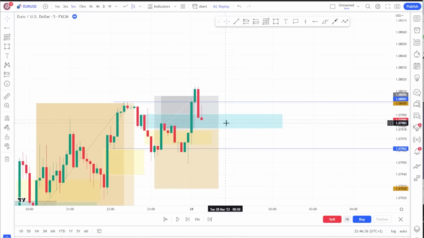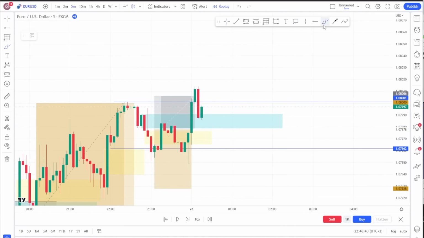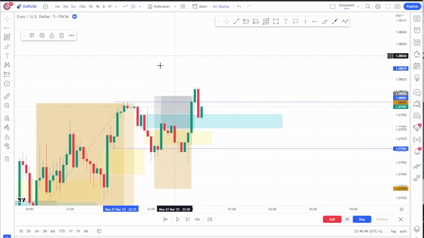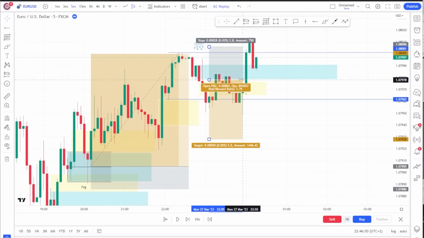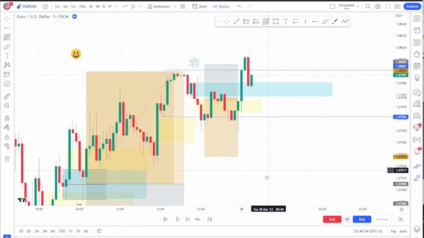Okay, so price has broken to the upside, so we would have taken a loss here. I'll mark that by an X. In fact, I will use the emojis. I like to use this emoji for a loss. And then obviously here we've got a win, which is a smiley face.